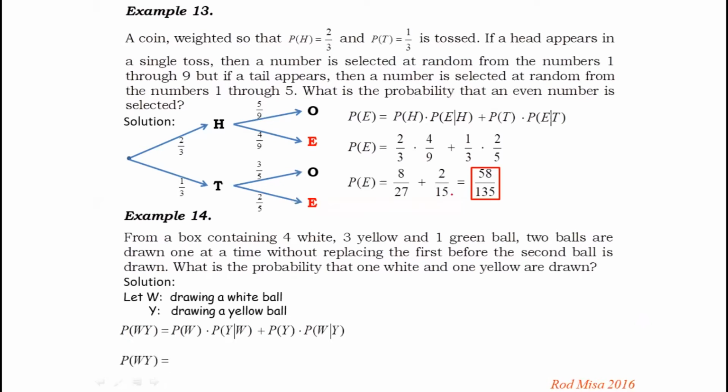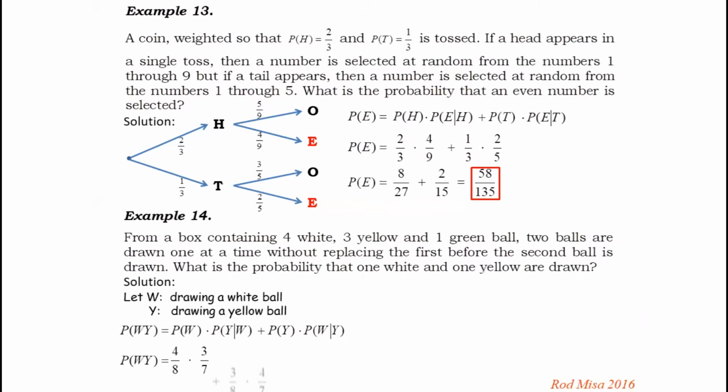So drawing the white ball from this box is 4/8, since we have 4 white balls out of 8 balls from this box. And then drawing a yellow ball from the same box without replacing the first ball to the box is 3/7, since there are 3 yellow balls there out of 7 remaining balls from the box, because you have drawn already the first ball.